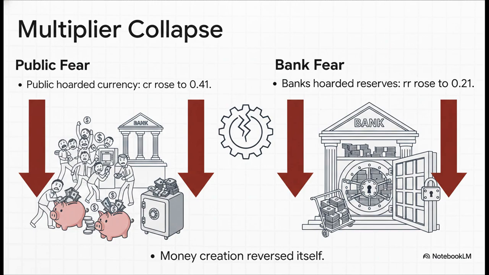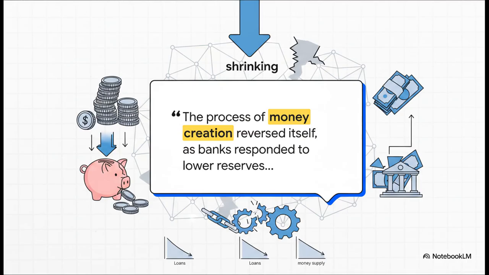In a word, panic. The public lost confidence in the banks, so they started frantically withdrawing and hoarding physical cash. Simultaneously, terrified bankers completely stopped lending and started hoarding reserves just to survive the bank runs. Remember those two behavioral variables we talked about earlier? They radically shifted overnight, completely suffocating the multiplier. The entire system essentially ran in reverse.